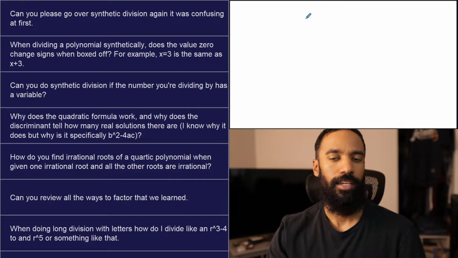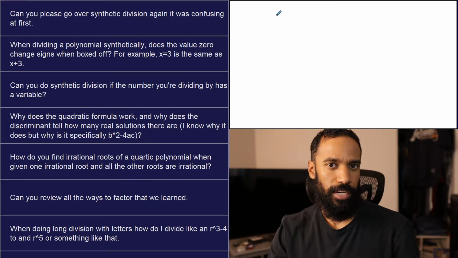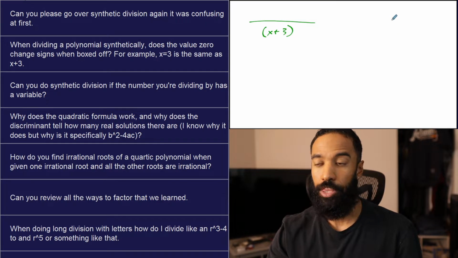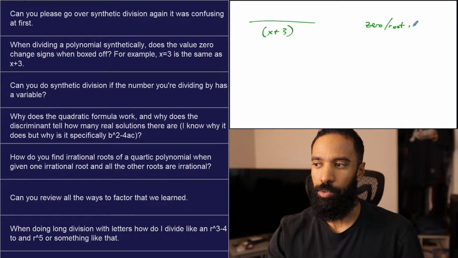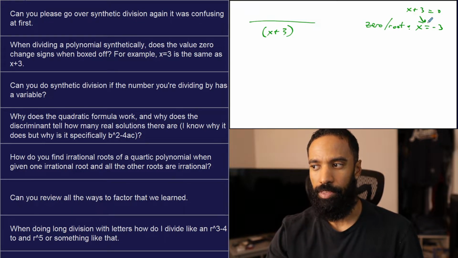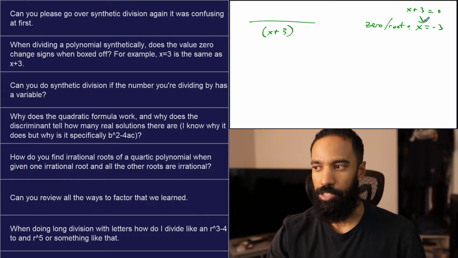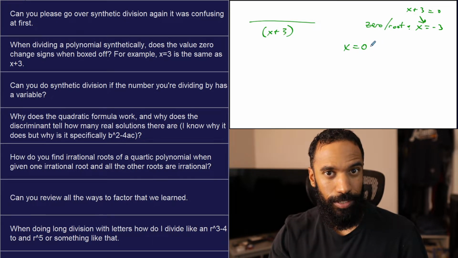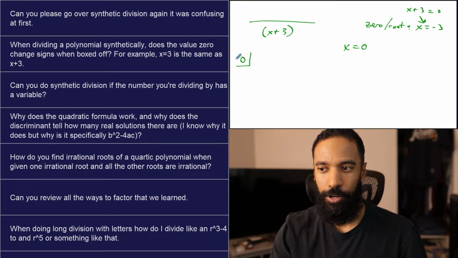If you're dividing, it depends on how we're doing synthetic division. If they're asking you to divide and we're dividing by x plus 3, then the root or the 0 is x equals negative 3, because it's all about what value of x gives you 0 in x plus 3 equals 0. It's x equals negative 3. So that sign changes, if that's what you're asking. If you're asking if x equals 0 is your root, do you change the sign of 0 to negative 0? I don't really know if that's what you're asking.